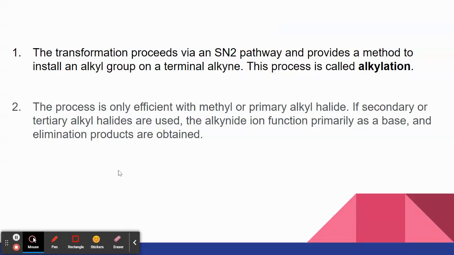The transformation proceeds via an SN2 pathway and provides a method to install an alkyl group on a terminal alkyne. This process is called alkylation. The process is only efficient with methyl or primary alkyl halides. If secondary or tertiary alkyl halides are used, the alkynide functions primarily as a base, and elimination products are obtained.